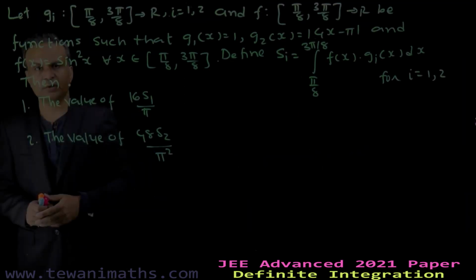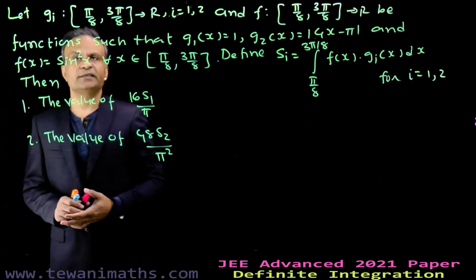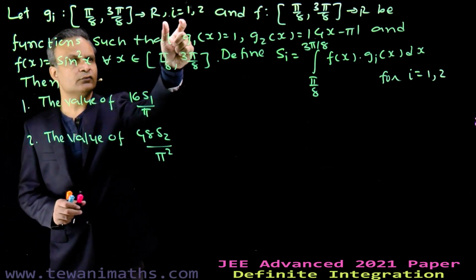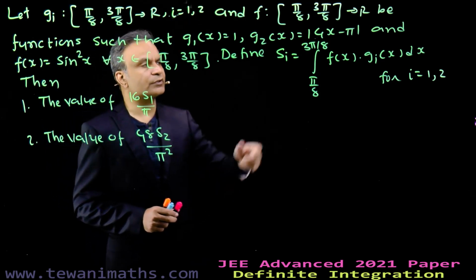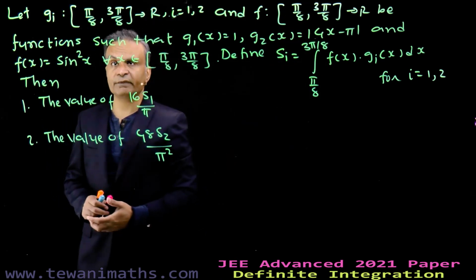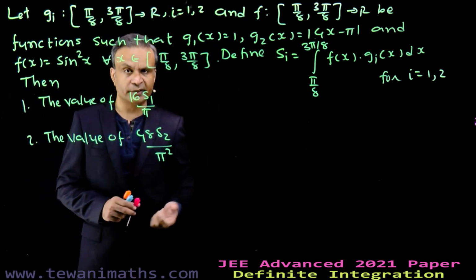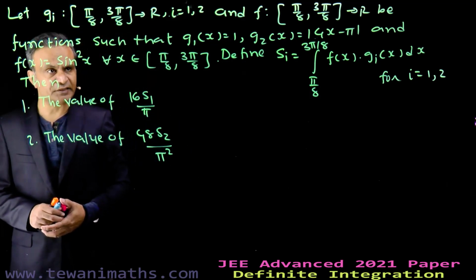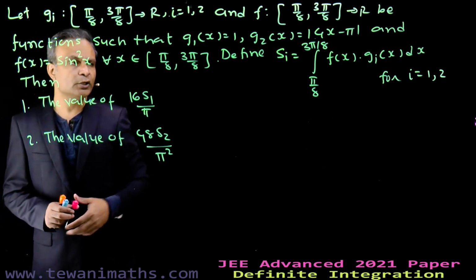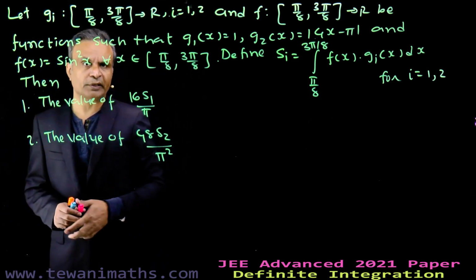Now look at this question. Let gi from this interval to set R for i equal to 1 and 2, and f from this interval to set R be functions such that g1(x) is equal to 1, g2(x) is equal to modulus of 4x minus pi, and f(x) is equal to sine square x, for all x belonging to the closed interval pi by 8 to 3 pi by 8.